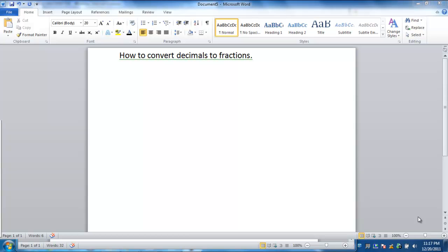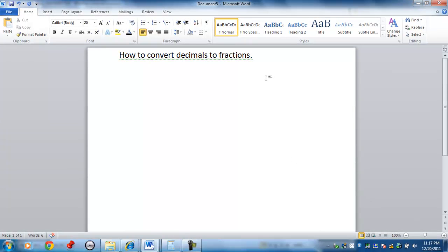Hello, my name is Tim Manzke, and I'm going to have a short lesson on how to convert decimals into fractions. Just a couple of examples just to illustrate the concept.